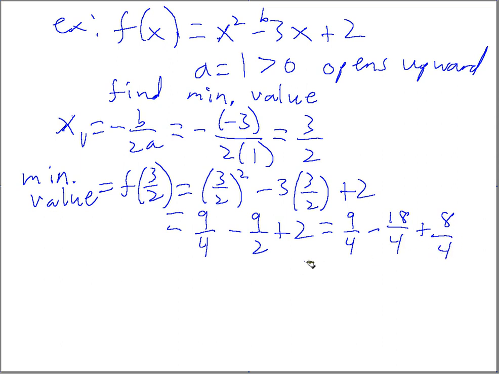4 is the common denominator. So that's going to be 9 minus 18, which is negative 9, plus 8, which is negative 1. So negative 1/4 is the minimum function value, or the minimum value of this quadratic function. So negative 1/4 is what we're looking for here. No big deal here. You just find the y-coordinate of the vertex. So it's a pretty short section, pretty short material.